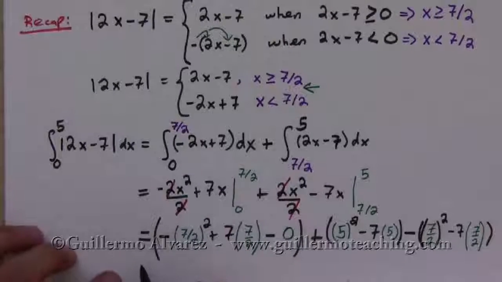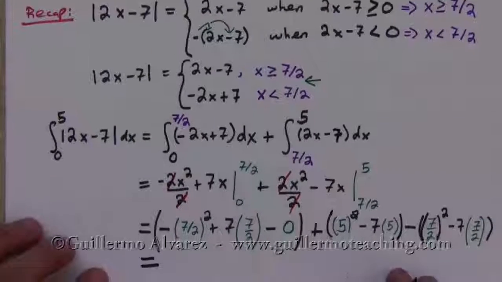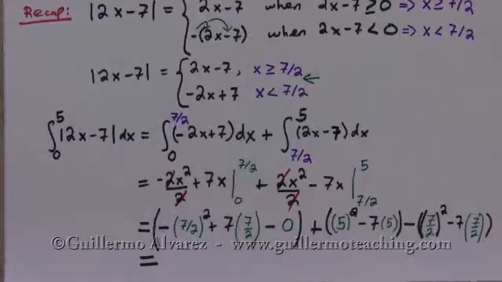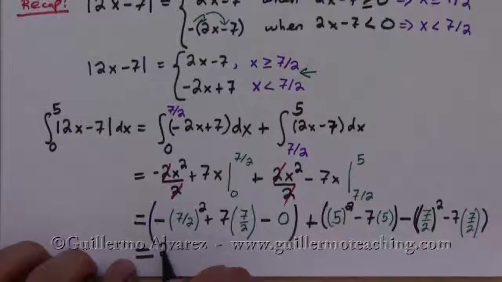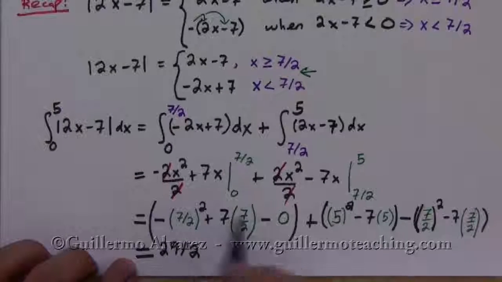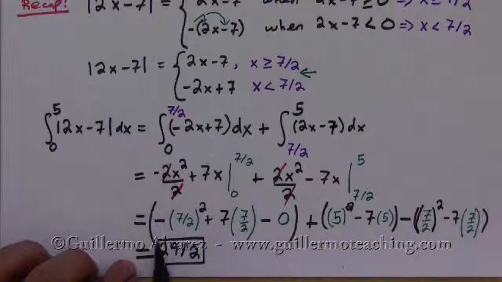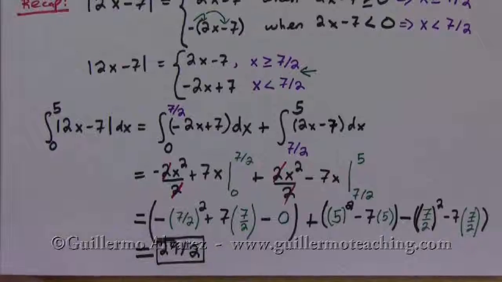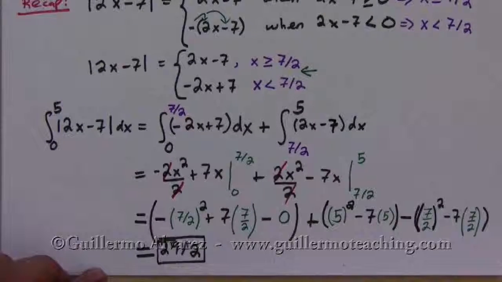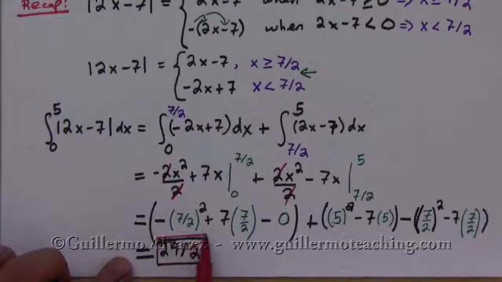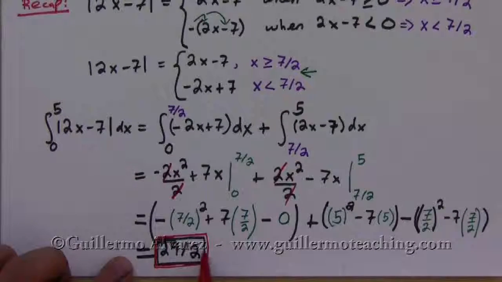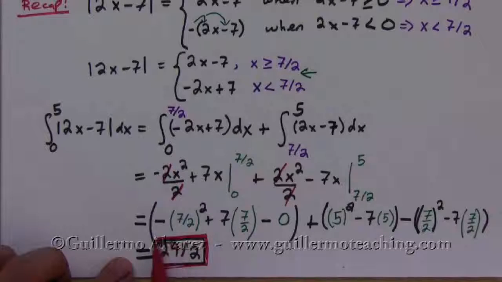Whew. Okay, now this guy is going to equal, if you do all this stuff, 29 over 2. And that's as long as I didn't make any mistakes, which I don't think so, although I have been known to make them. So let's just hope that I made no silly mistakes. But if I did, well, it's your job to fix them.